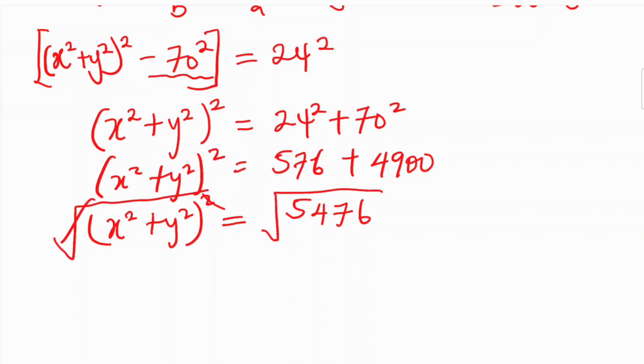If you take the square root of both sides, what are you having? x squared plus y squared is equal to, when we take the square root, it gives a positive and negative value, which is x squared plus y squared is equal to plus or minus 74. Good. So since we have this now, this is very, very easy.